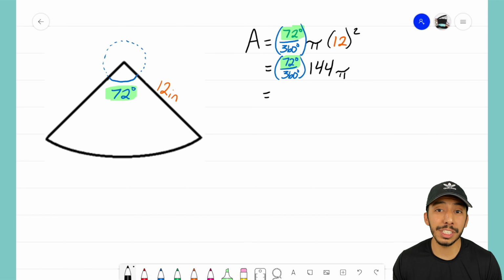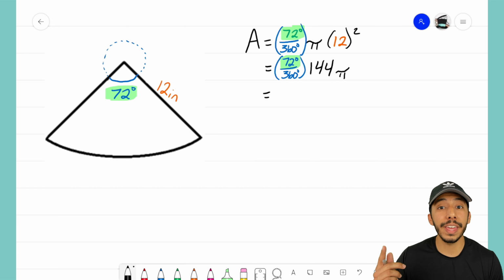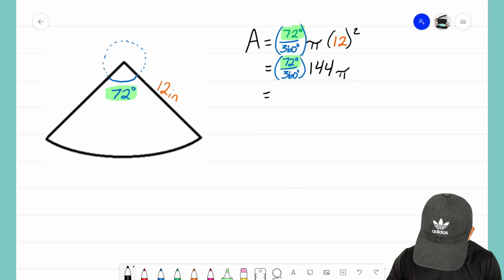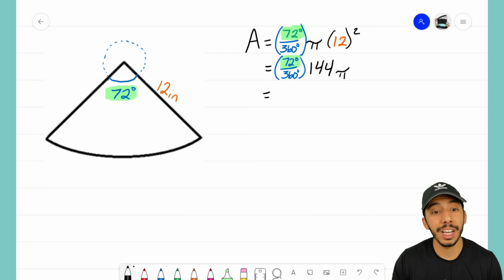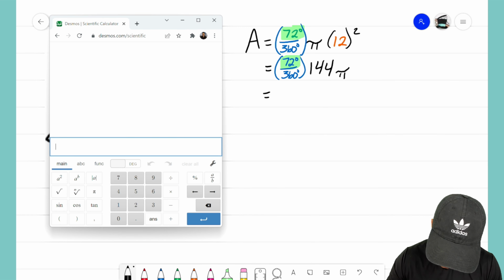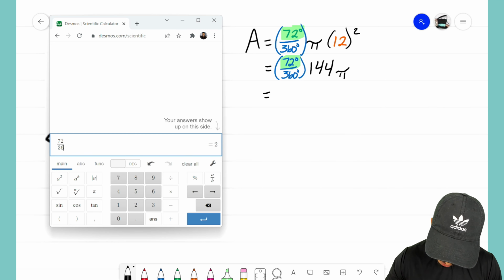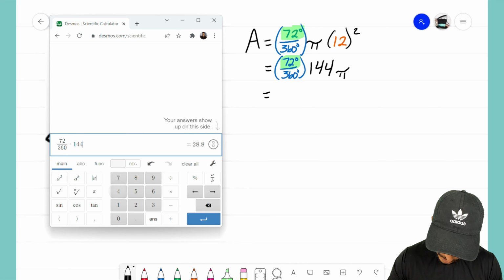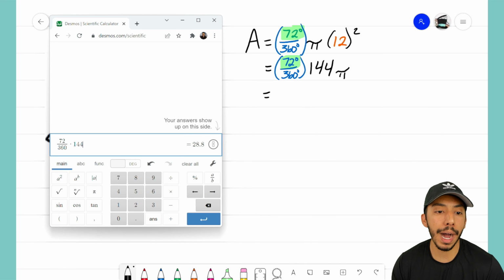The final thing we have to do here is just put that into our calculator so we can figure out the area of our sector. Remember, the whole area was 144 pi, but we want the area of just our little sector. So let's do that. I have here our Desmos calculator where I can just type in our fraction, 72 over 360. Notice how it makes that fraction for us. And then I'm just going to times it by 144.